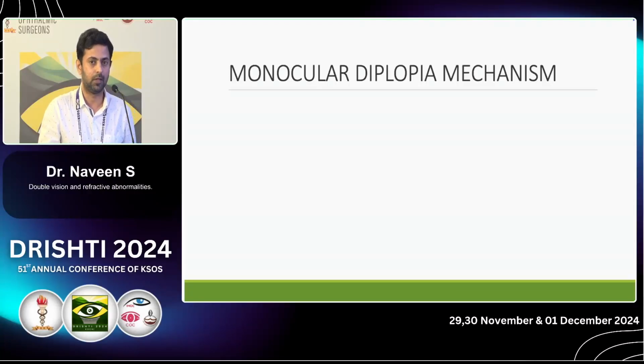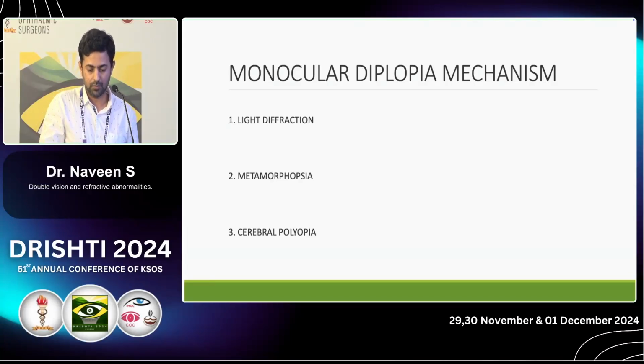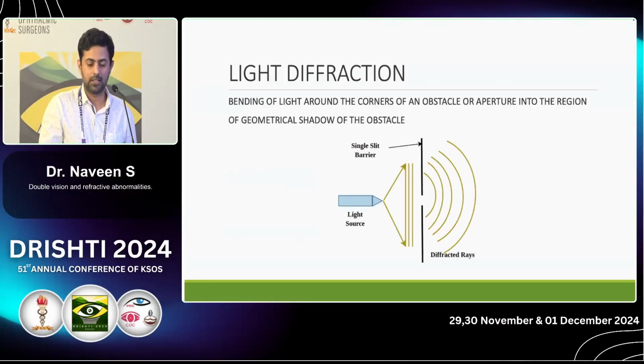So, the monocular diplopia mechanisms can be dealt under 3 headings. First, light diffraction, then metamorphopsia, and cerebral polyopia, which can cause bilateral monocular diplopia. So, what is light diffraction? It's a property of the light rays to bend around the corners of an obstacle. Here, as you can see, the light rays meet an obstacle and bend around it. This property is called light diffraction.